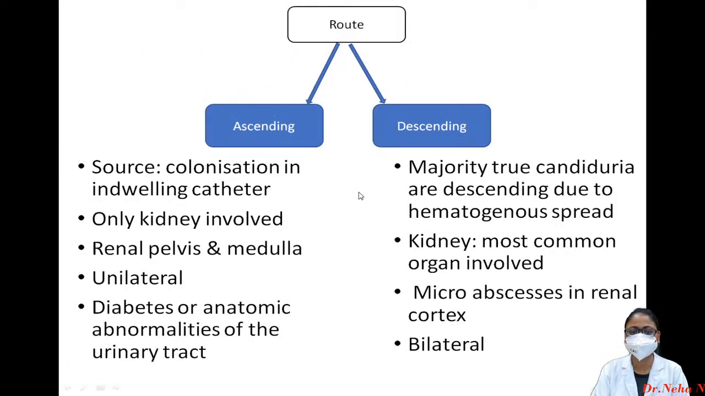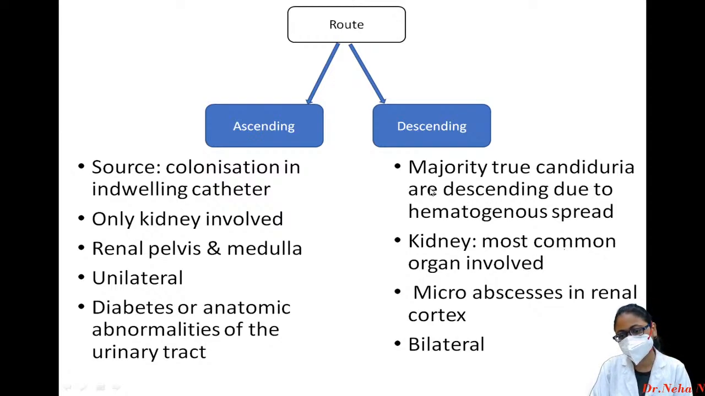Now coming to the routes of infection. Candida infection can happen in two types, that is ascending infection and descending infection. In case of ascending infection, the source is almost always a colonization from the invading catheter, and here the source is endogenous, that is from the normal flora of the person. In this case only the kidney is involved, unlike descending infection in which the kidney along with other organs can be involved, but the kidney is the most common organ involved.